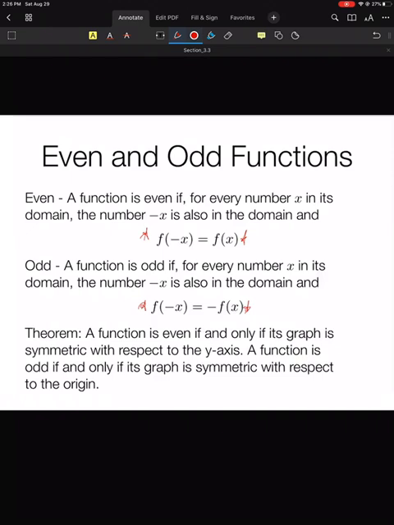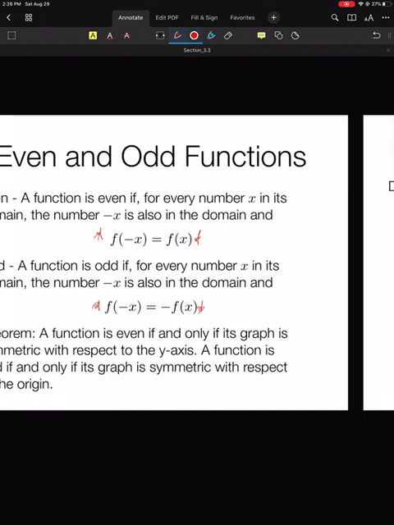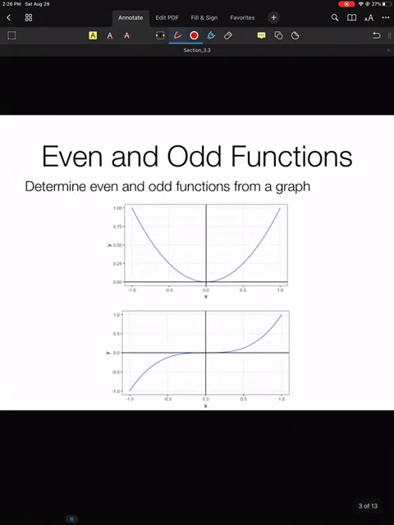A function is even if and only if its graph is symmetric with respect to the y-axis. And a function is odd if and only if its graph is symmetric with respect to the origin. Now, I'm sure that doesn't make much sense because that's a very technical definition, but we're going to look at two graphs in just a second that are even and odd, and hopefully it'll explain what this theorem is saying.